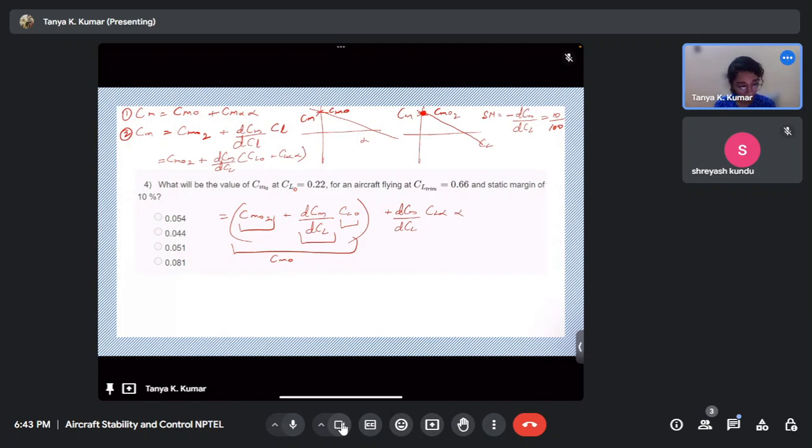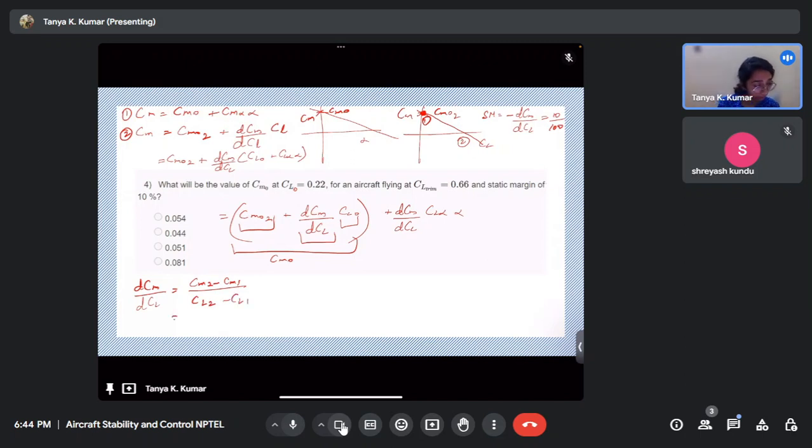How do we find that out? Now we need to find this intercept point, right? So you just take the slope between 2 points and find the unknown quantity. Let's take this as 0.1 and this as 0.2. So dCm by dCl will be Cm2 minus Cm1 by Cl2 minus Cl1.